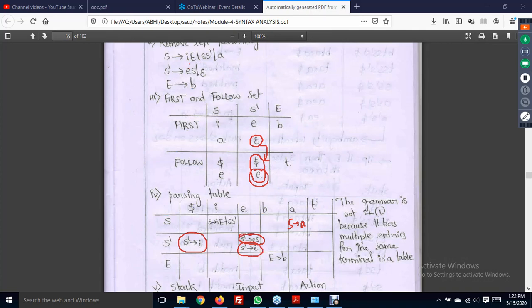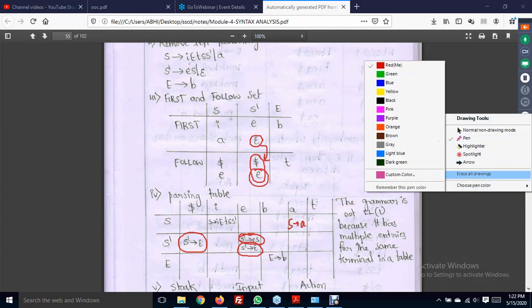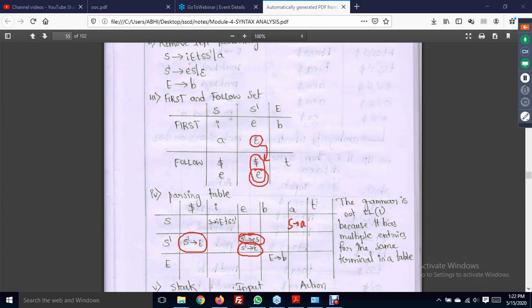So I got an ambiguity. The compiler will now have a problem in deciding whether to consider the first production or the second production. So ambiguity occurs. Once you get this ambiguity, you have to specify that the grammar is not LL(1), because it has multiple entries for the same terminal in a table. In a single entry, I cannot have two productions. So that's where we say that it is not LL(1), but still we cannot stop here.